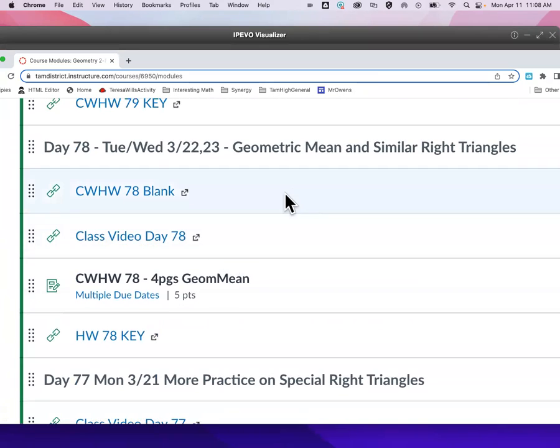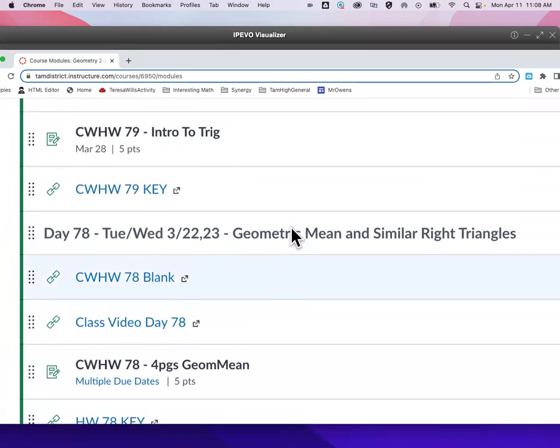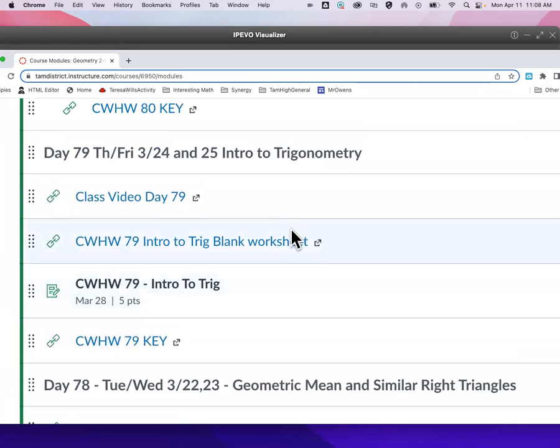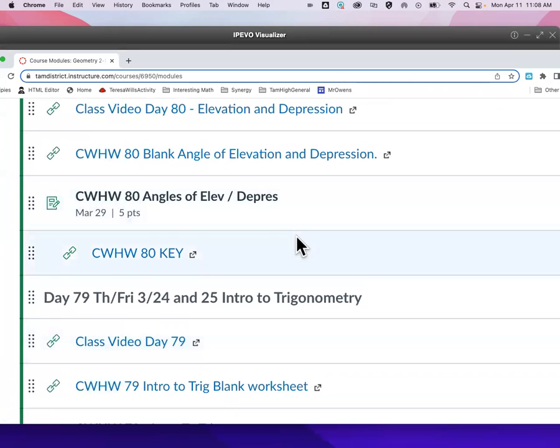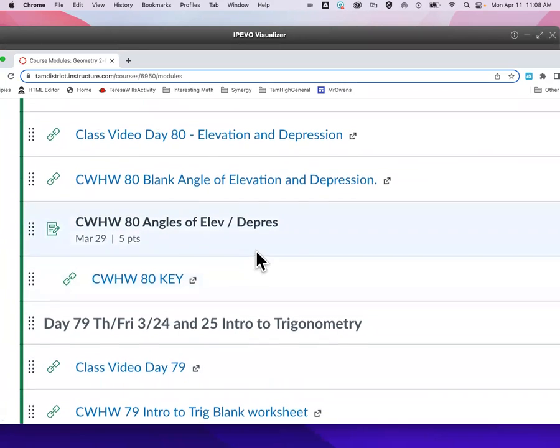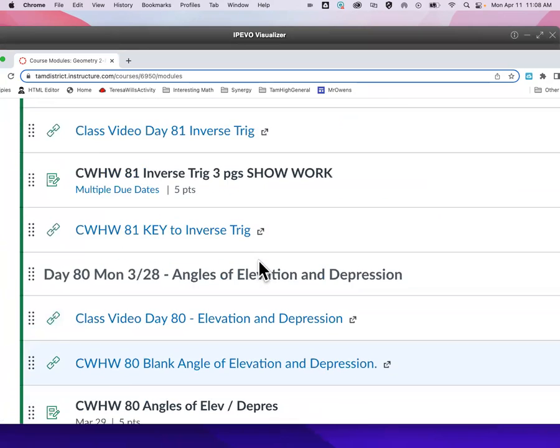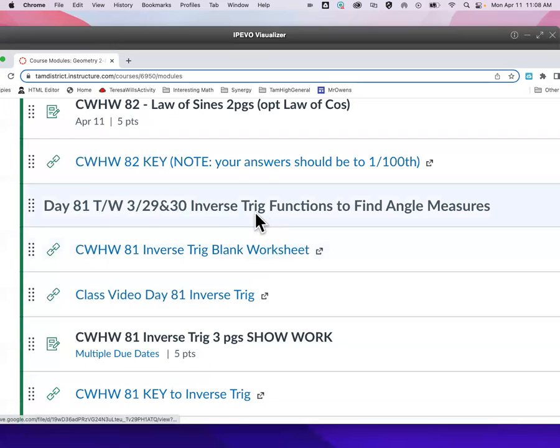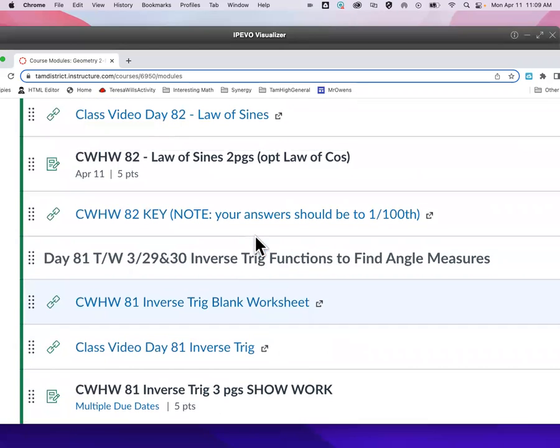Then we got into the geometric mean and what happens if you drop an altitude from the right angle in a right triangle. It makes three similar right triangles. We talked about how the geometric mean could solve those missing parts. We got into trig, SOH CAH TOA. Did a little more practice with that with angles of elevation and angles of depression. And then we got into inverse trig to be able to find the measure of an angle using trig in right triangles. And then we showed that we could do some things with non-right triangles to find missing parts using law of sines and law of cosines.